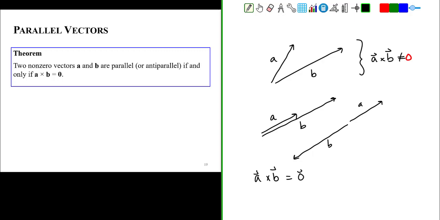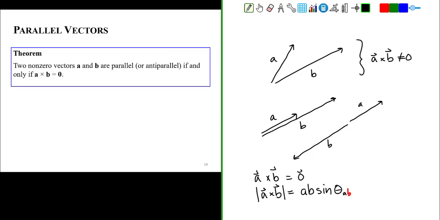So in proving that, let's look at the magnitude of the cross product between these two vectors. The magnitude of the cross product between vectors A and B is equal to the product of the magnitudes of vectors A and B times the sine of the angle between them.